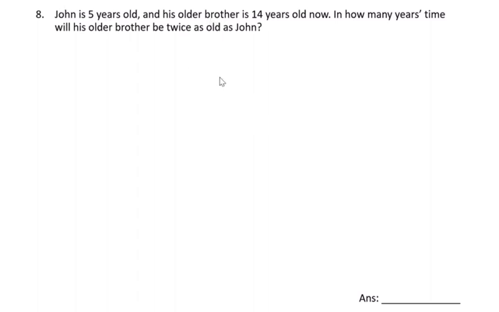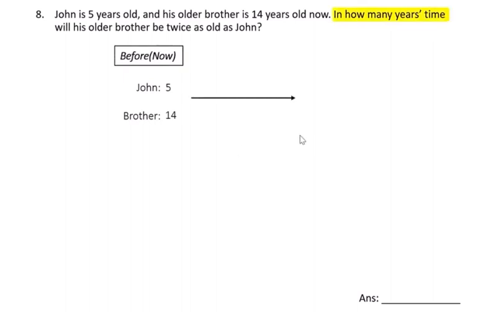So you write down their age first. John, 5. Older brother, 14. Now means before. Before anything that happened. So how many years' time? So in how many years?